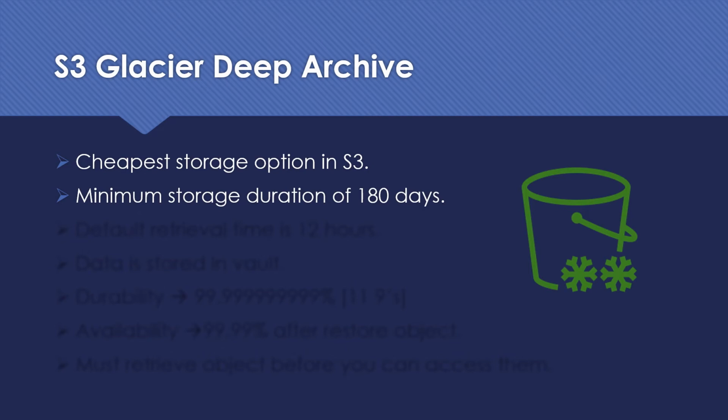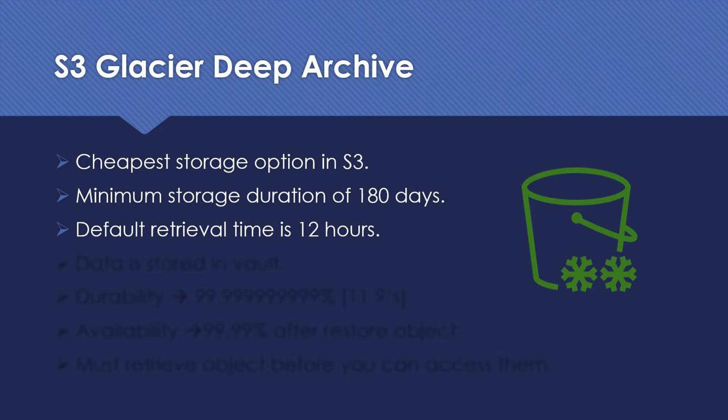Minimum storage duration is 180 days. So in the last archive solution we discussed, the minimum storage was 90 days. Here it is 180 days. So even if you store for 1 day, it will charge you for 180 days. Default retrieval time is 12 hours. So this timing difference you have to consider when you are comparing the S3 Glacier and S3 Glacier Deep Archive.